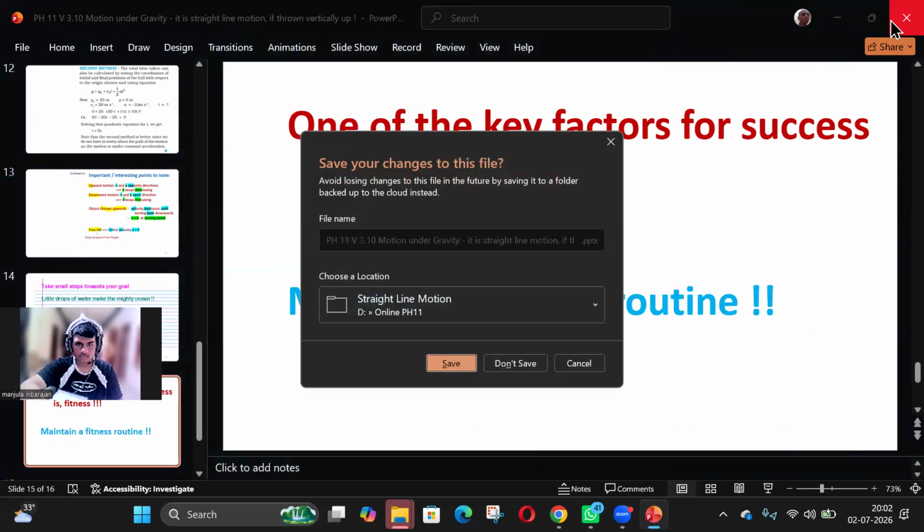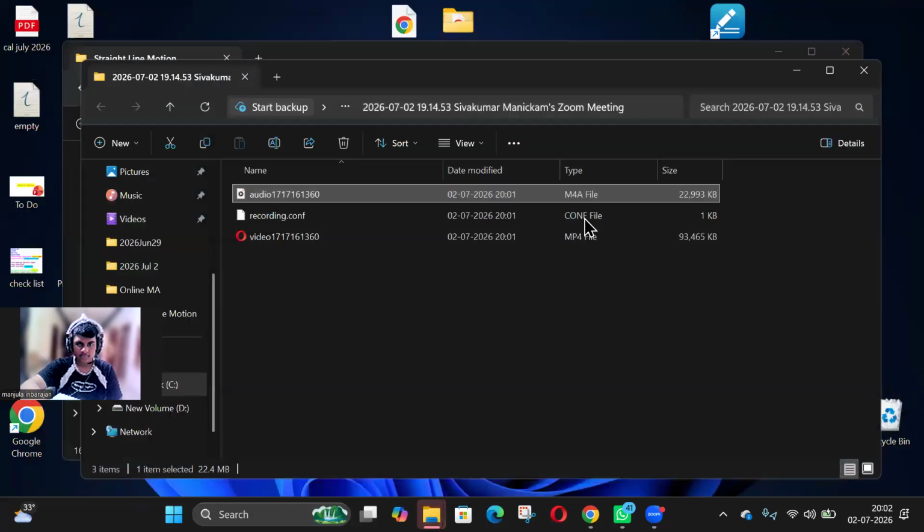Okay, so I think the straight line motion is done. Unless you have some doubts, you can do it next time.